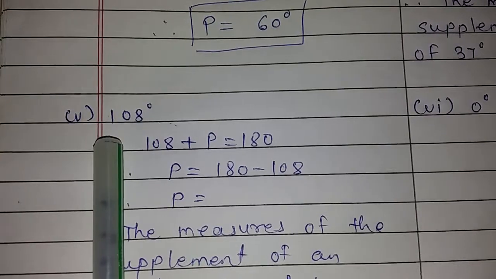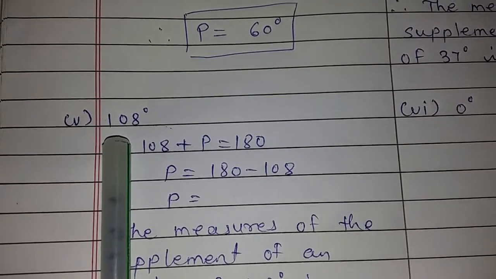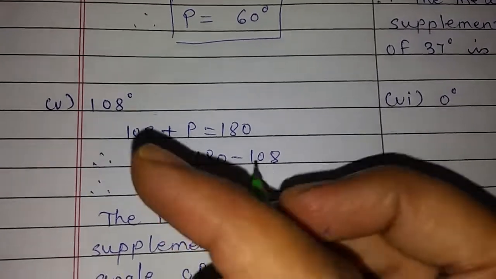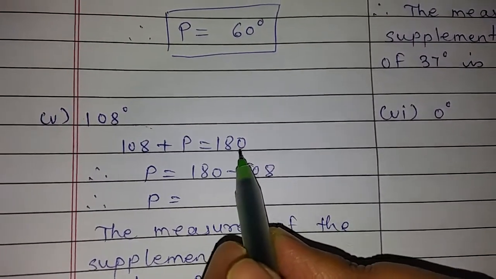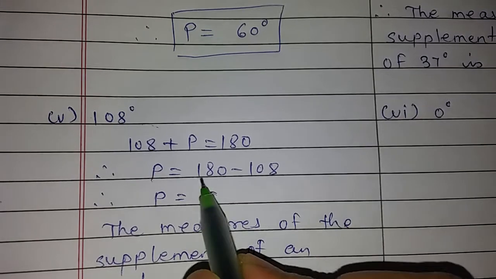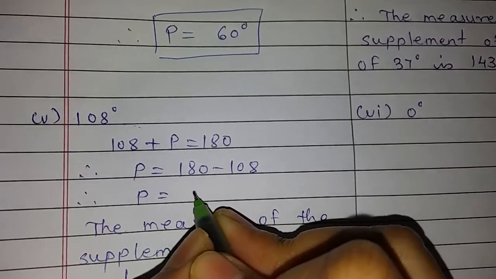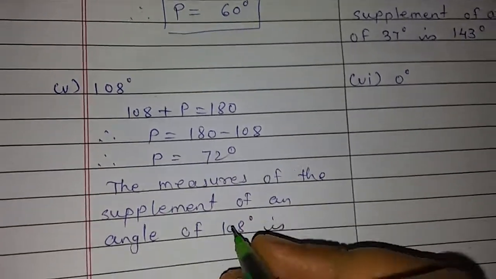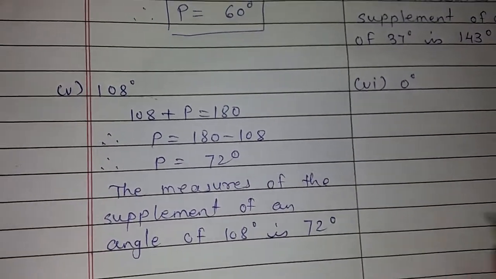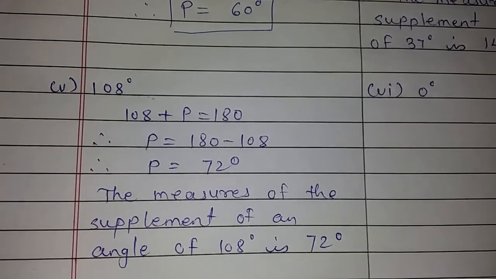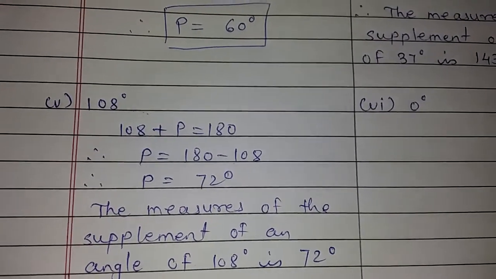Next, 108 degree. 108 plus P is equal to 180. P is equal to 180 minus 108. Subtraction is 72. Therefore, the measure of the supplement of an angle of 108 degrees is 72 degree.